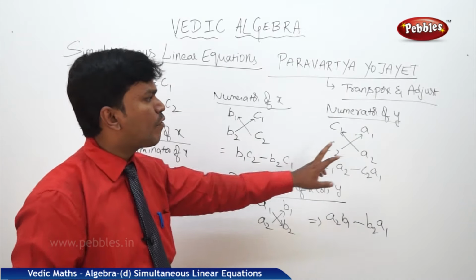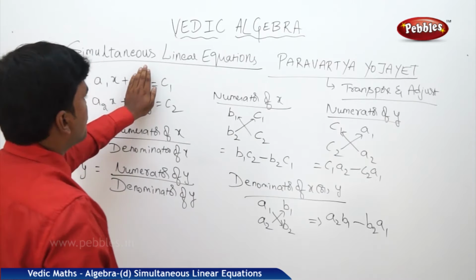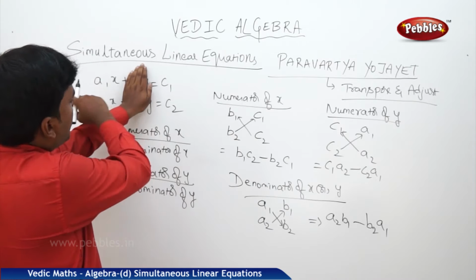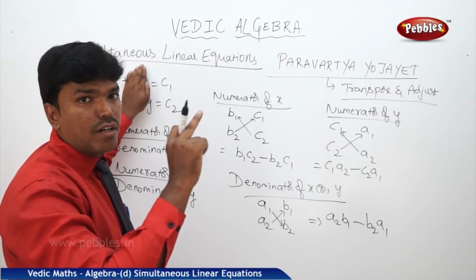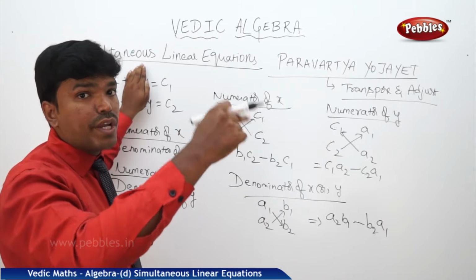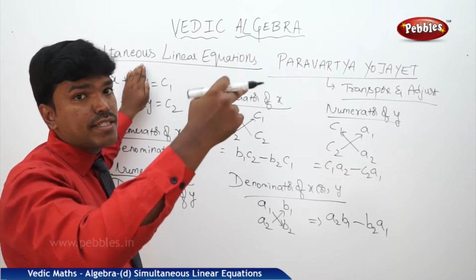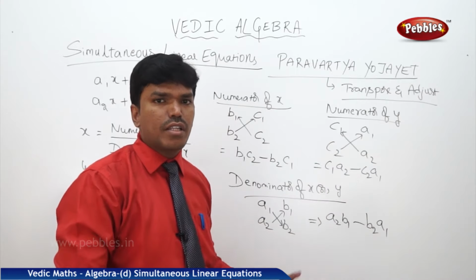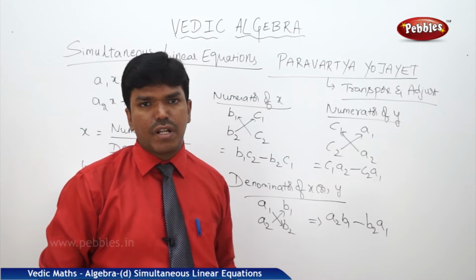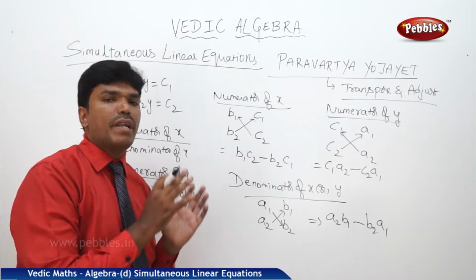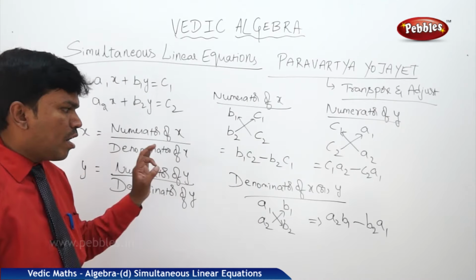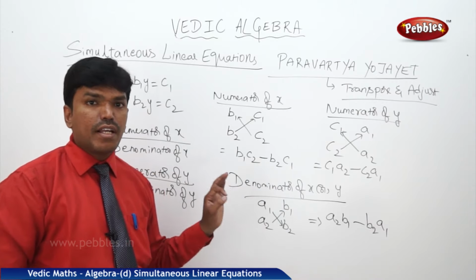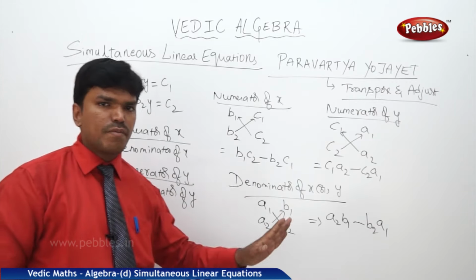Similarly, to get the numerator of y, ignore the y terms. What terms remain? a1 c1, a2 c2. But the simultaneous equations should go in a cyclic way, so first c1 will come, then a1: c1 a1, c2 a2. Cross multiply and take the difference. Whereas the denominator of x and the denominator of y we get in a reverse order. Anyway, both are the same.